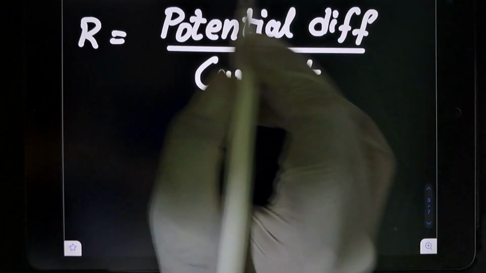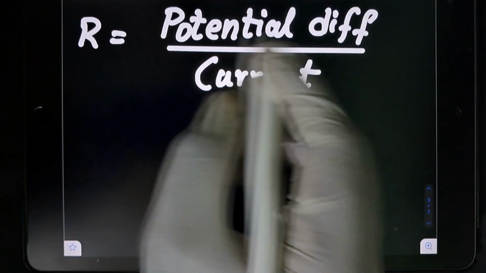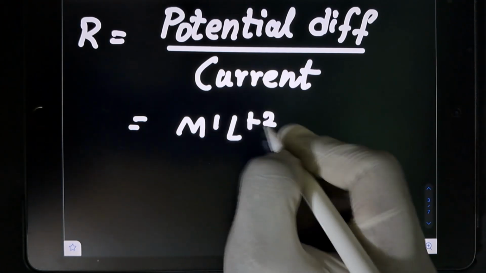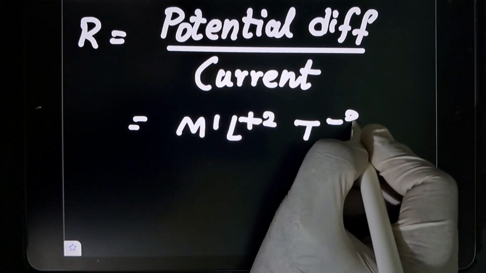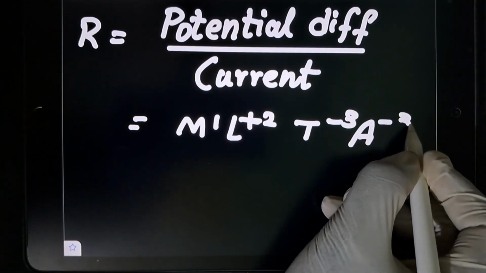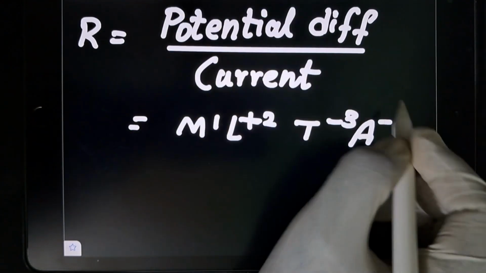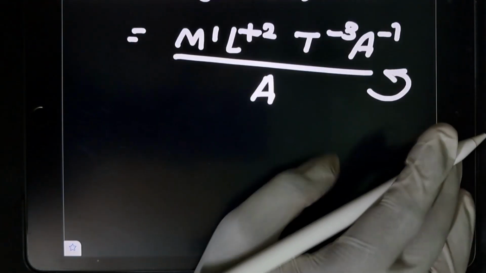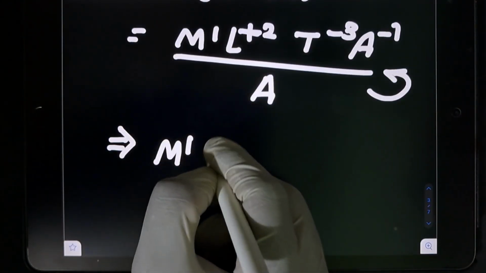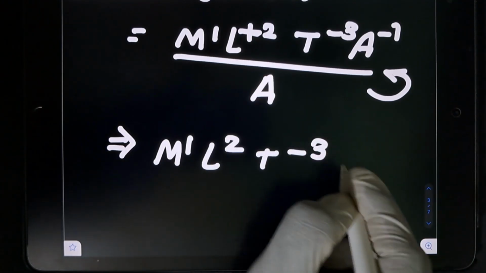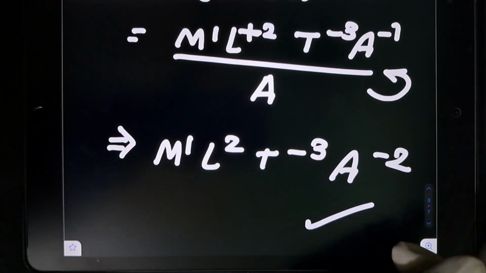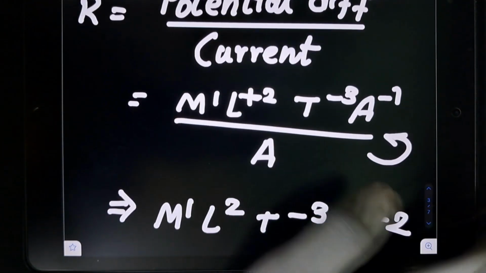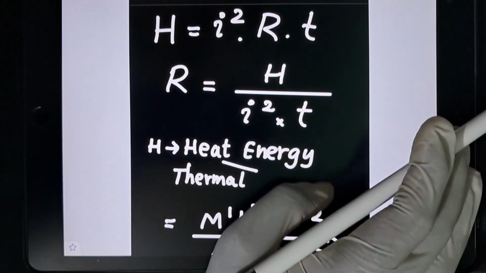Let's derive this from another formula. R is equal to resistance is equal to potential difference by current. To do this, the potential difference dimensional formula should be learned. M power 1, L power 2, T power minus 3, A power minus 1, by current A, on reciprocal we get M power 1, L power 2, T power minus 3, A power minus 2. So in the second one you should know the potential difference dimensional formula first. In the first case at least you should know the heat energy formula first.